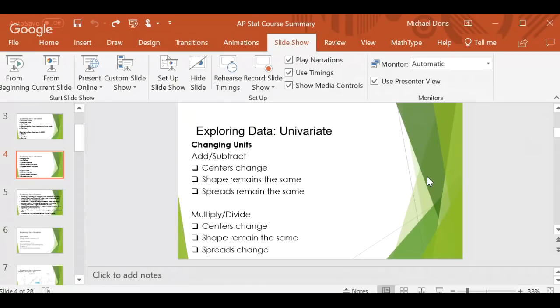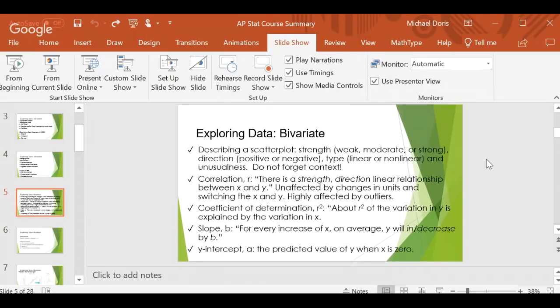And then we moved on to bivariate data, which is scatter plots and linear regression. And there's a few things you have to make sure that you're going to define. These things are definitely going to show up. And that's R, which is the correlation coefficient. Remember, when you interpret that, you want to talk about the strength, the direction, positive or negative, and it's always linear with R.